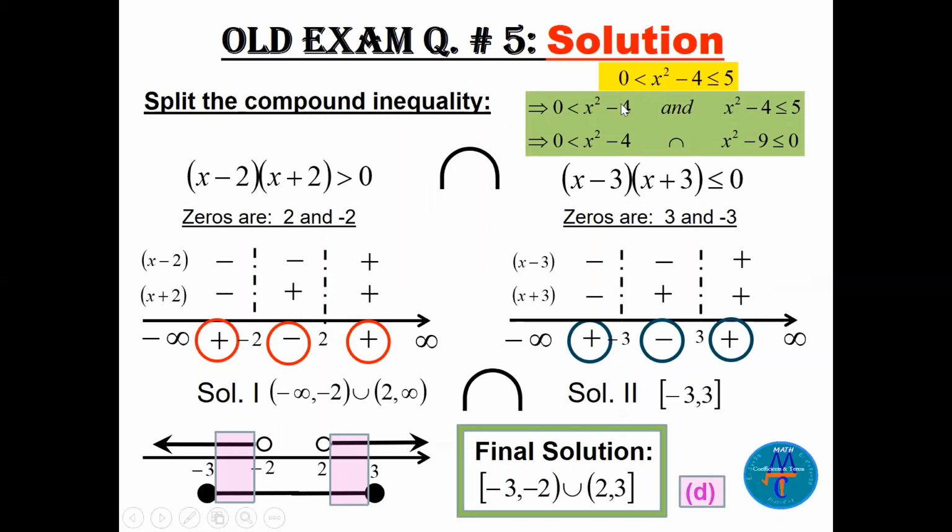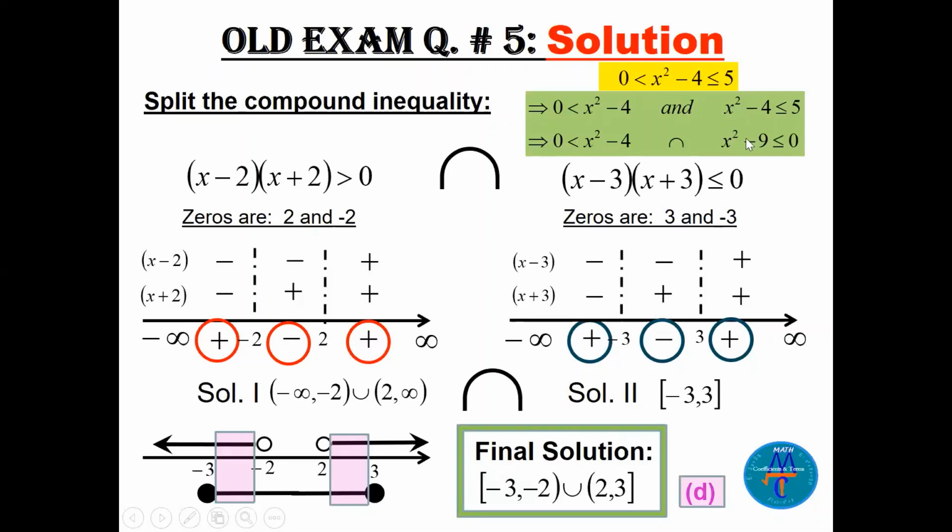0 less than x squared minus 4, and, which means an intersection, x squared minus 4 less than or equal to 5. This is open, you see here. This is closed. It's a nice question, actually. This one, x squared minus 4, that's a polynomial or quadratic inequality. So we have to factor: x minus 2, x plus 2 greater than 0. You can write it 0 less than that, or this one greater than 0. Find the zeros, make a small table, minus 2 to 2, and then choose the positive: minus infinity to minus 2 union 2 to infinity. We call this solution 1.